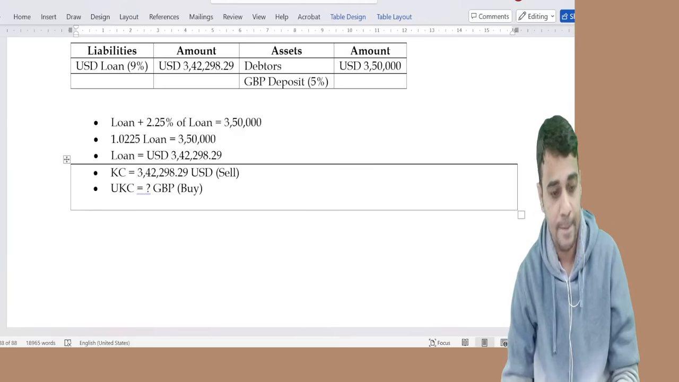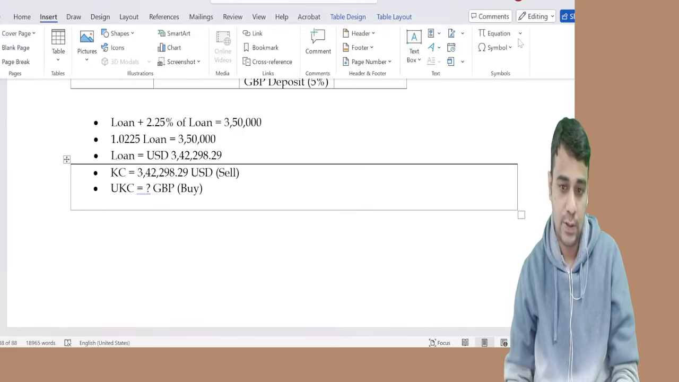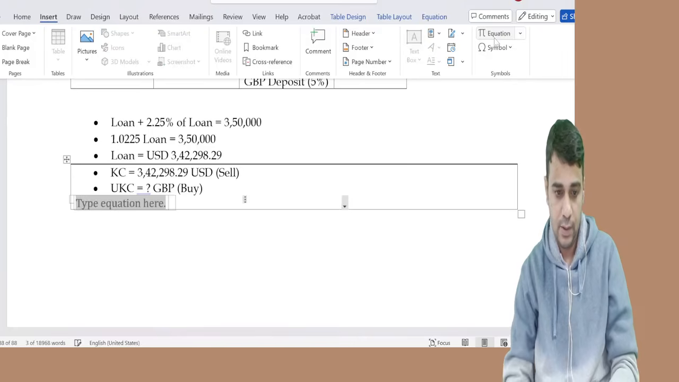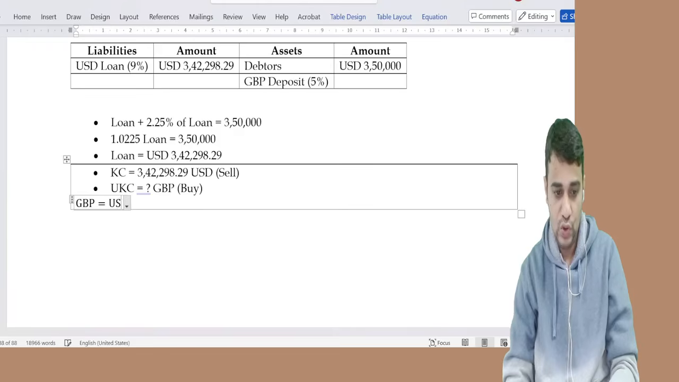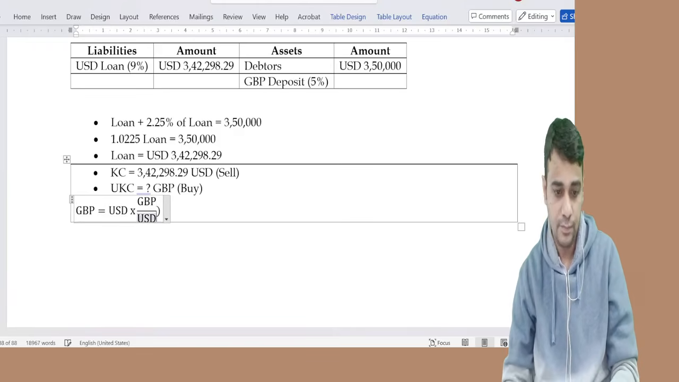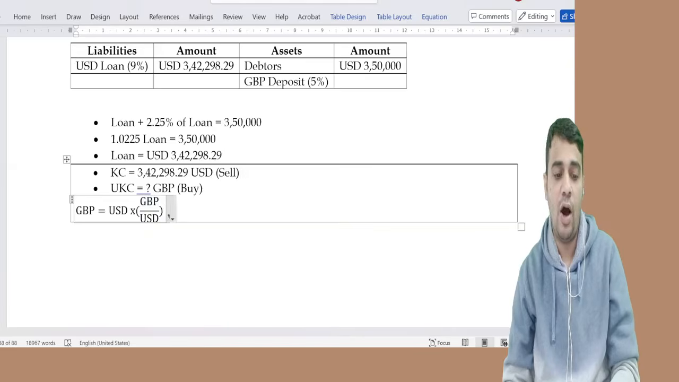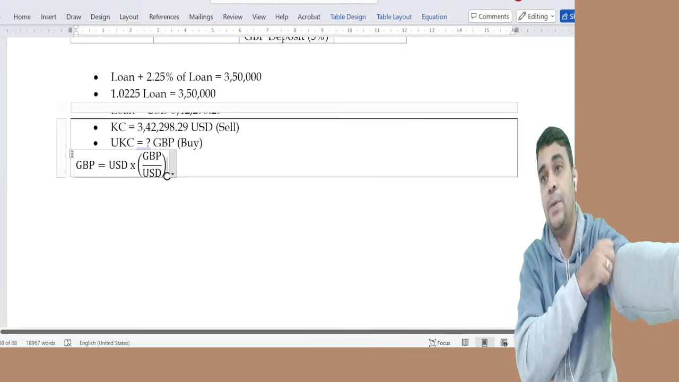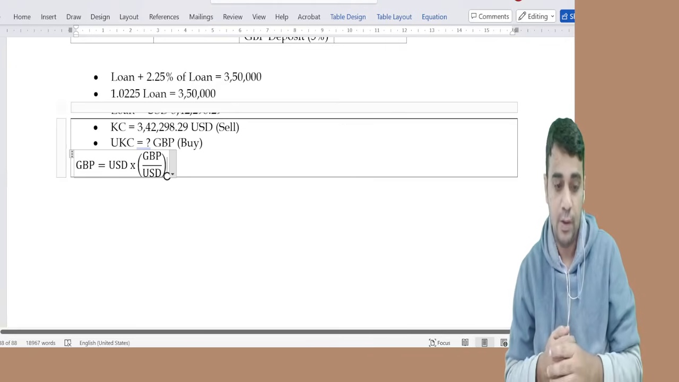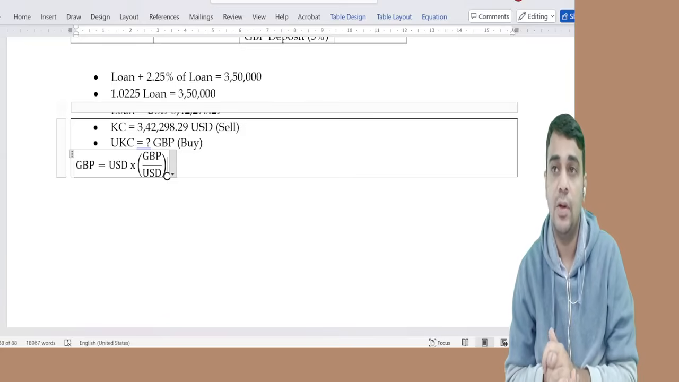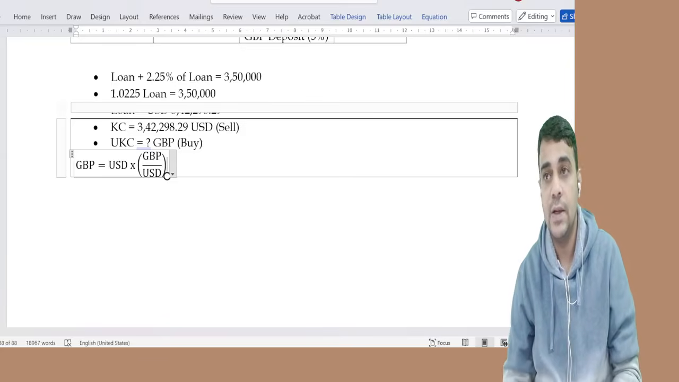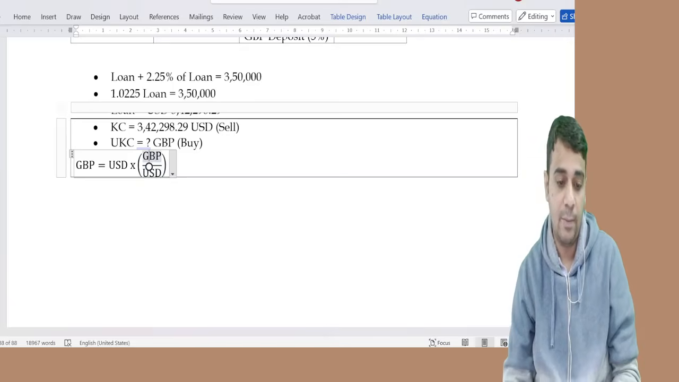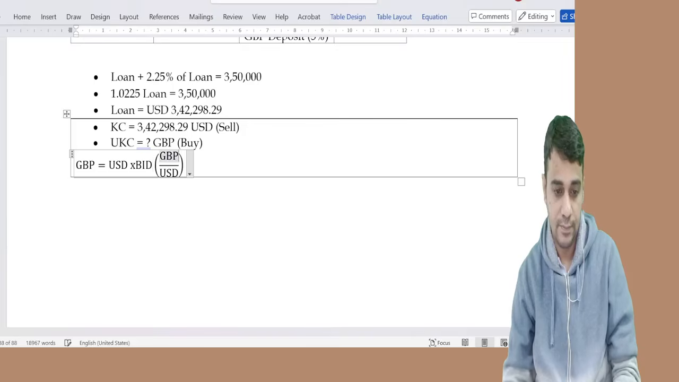Any doubts on this? Right, as we do it. GBP USD into GBP per USD. Being a non-INR question, I'm doing this detailed calculation, okay? Otherwise, I wouldn't even do it. What is the denominator currency? USD. What are we doing with USD? Sell. What is the bank doing? Buy. Bank will buy at bid rate.